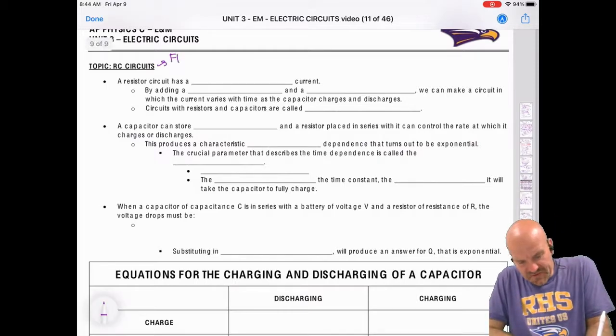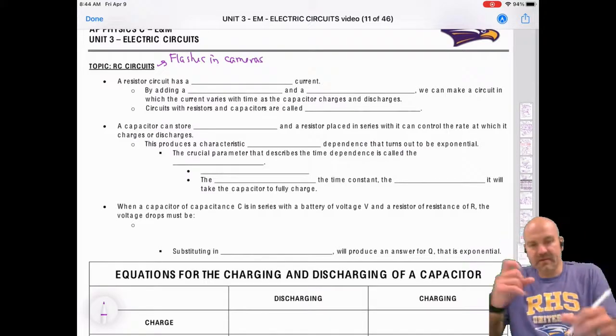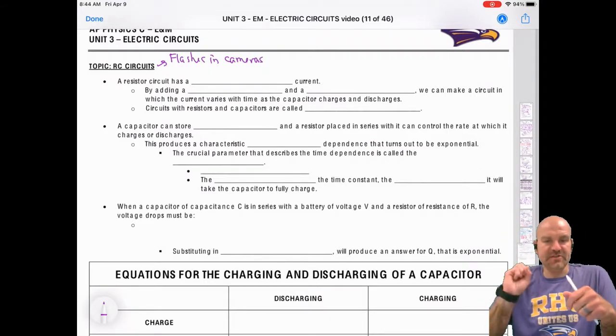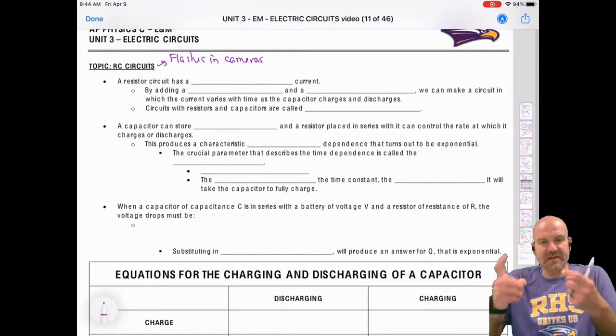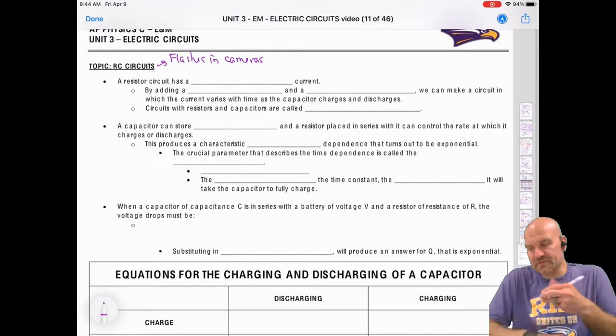So RC circuits show up as flashes in cameras, right? You can't just keep taking the picture and the flash will go pop, pop, pop. It takes a little bit of time. If you watch the nice cameras, a photographer looks, it says it's ready, then it takes the picture, because it has to charge and then discharge. Okay, and that's what we're going to do here.